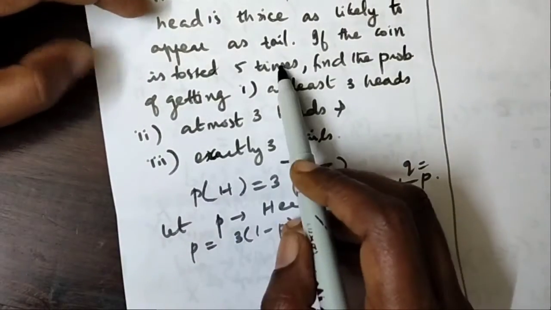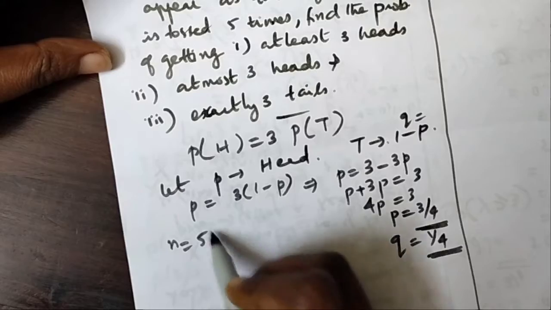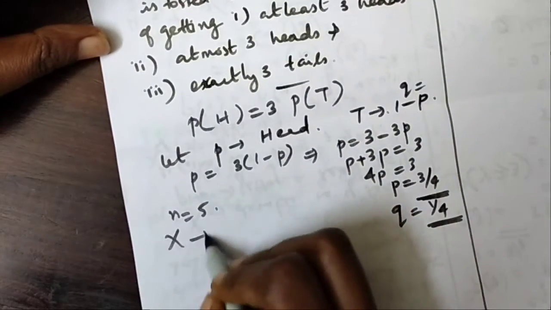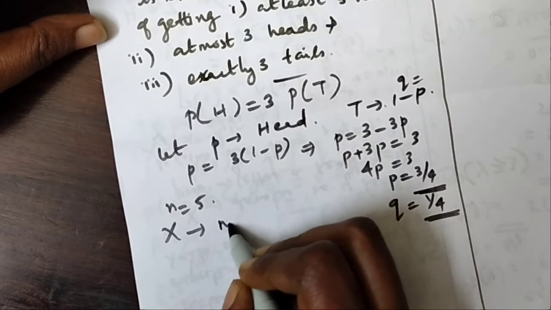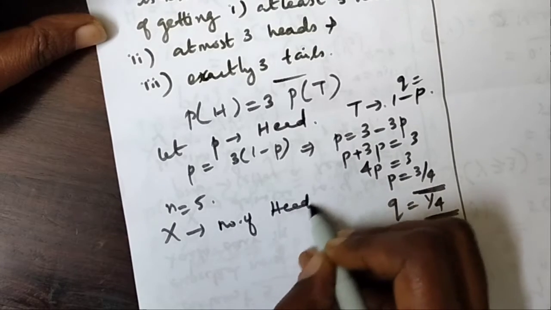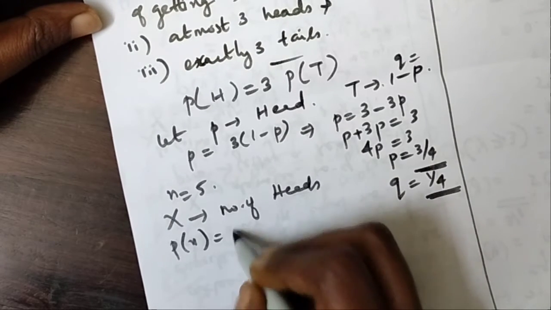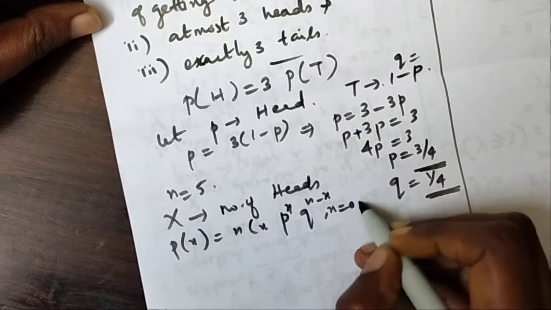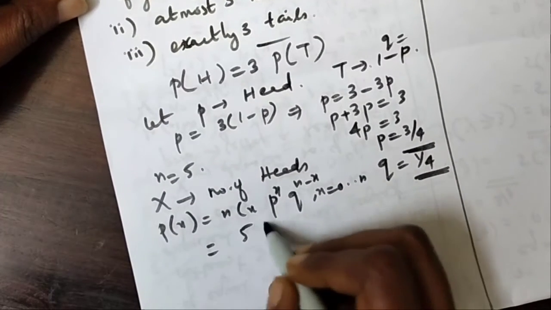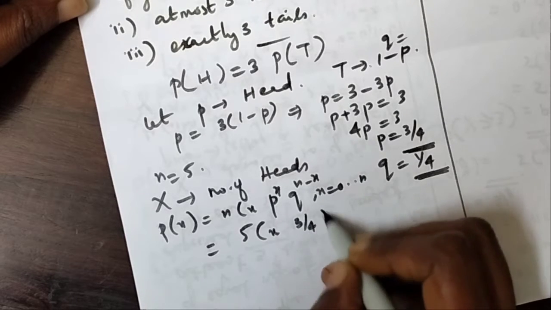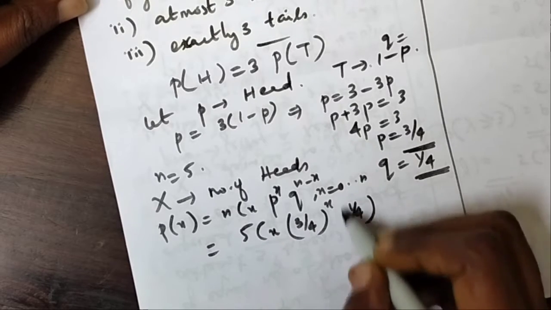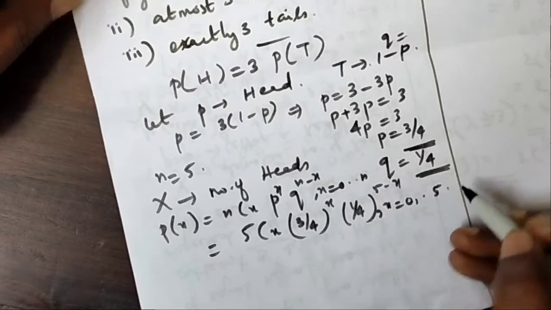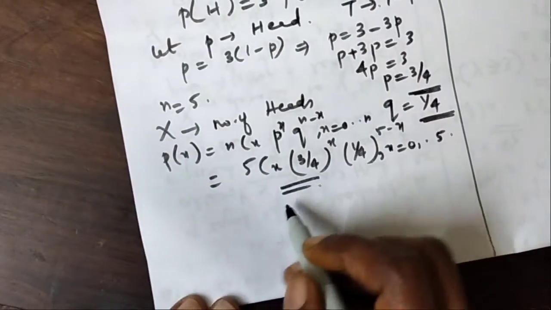If the coin is tossed 5 times, so n is 5. Find the probability of getting at least 3 heads. So we have to define X. X is the random variable denoting the number of heads. So P of x is nCx P raised to x Q raised to n minus x. X varies from 0 to n. So it is 5Cx (3/4)^x (1/4)^(5-x). Okay, x is equal to 0, 1 to 5. So this is the probability distribution function.